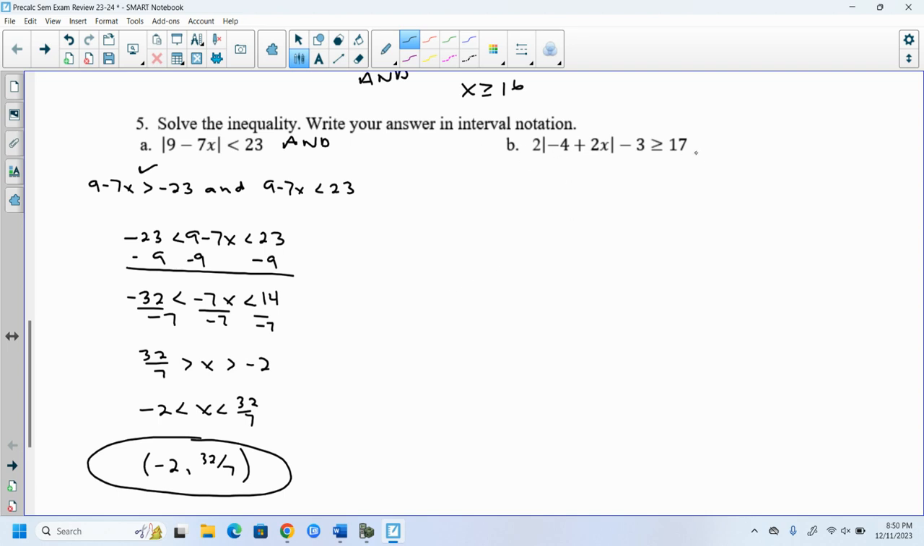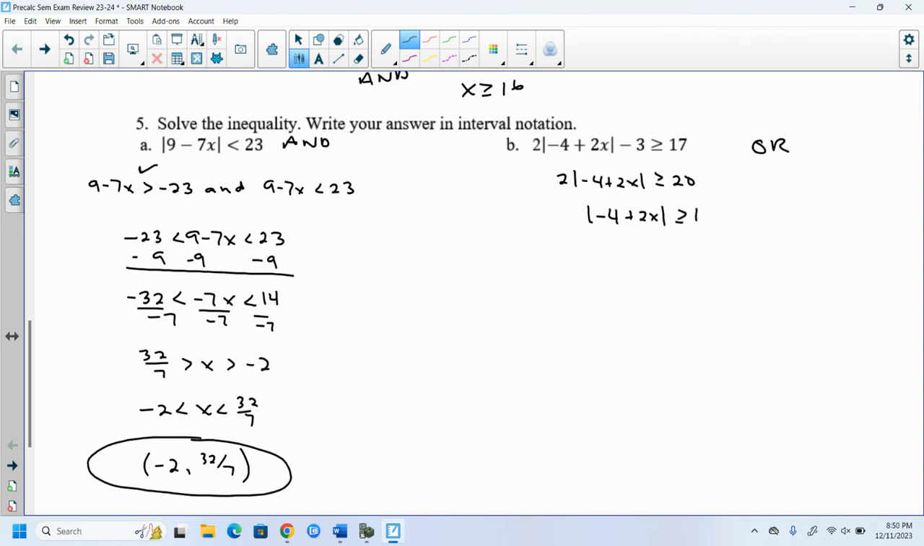All right, this is going to be an OR. You cannot sandwich this. You have to write it as two cases, and we don't want to split it up until we get the absolute value by itself. So I'm going to want to add 3 to both sides, and I'm going to want to divide by 2.